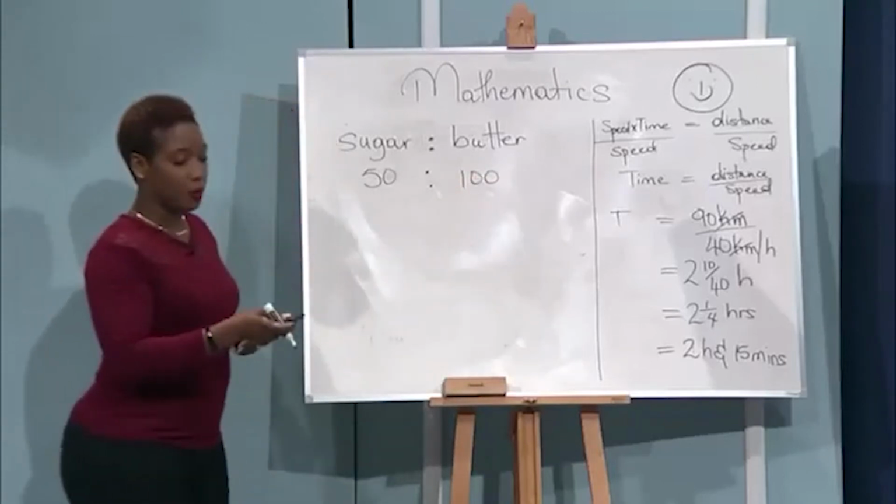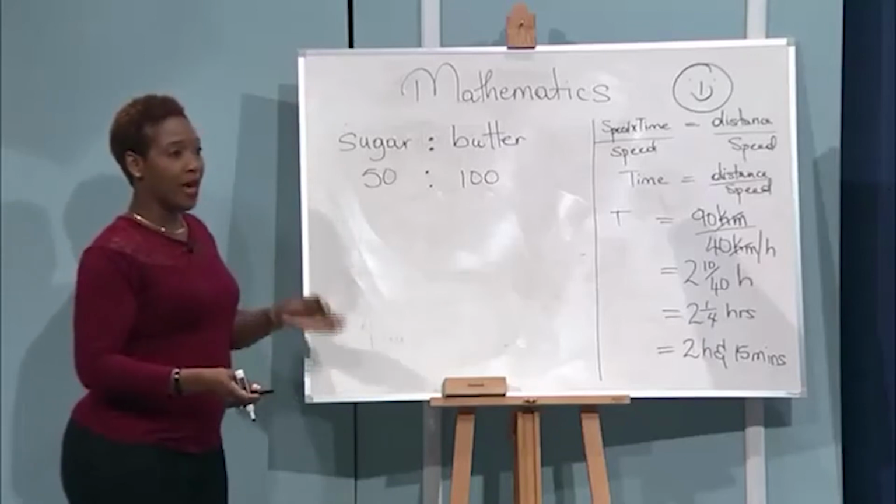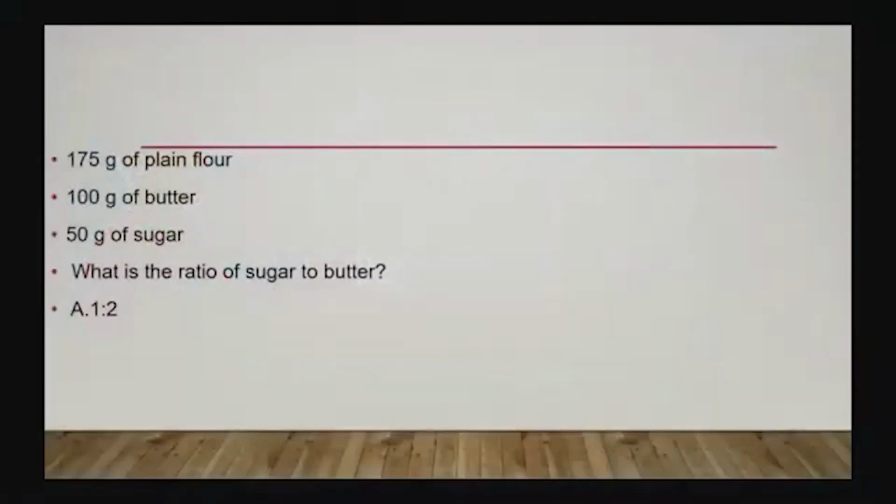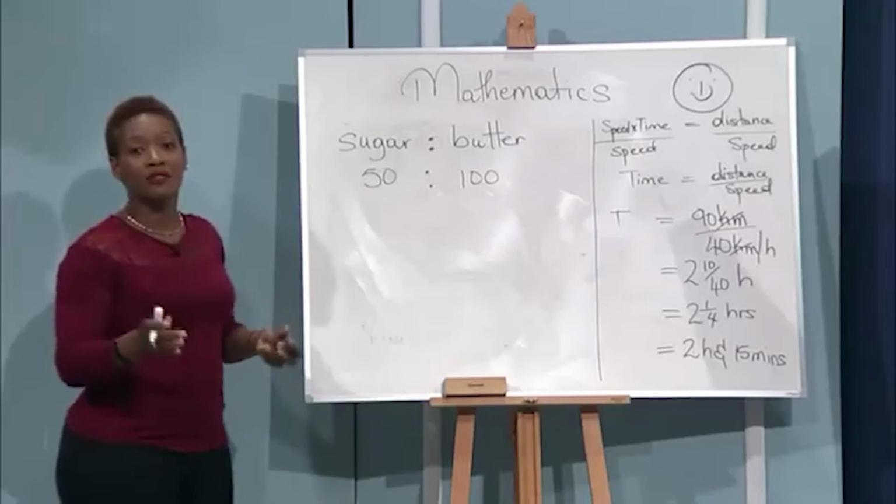Now let us look at the options that they would have given you. A would have been 1 to 2, B would have been 2 to 1, C would have been 3 to 1, and D would have been 1 to 50. Now when you look at your ratios here on the board, 50 to 100, you don't see none of that. So clearly, they're asking you to simplify this.